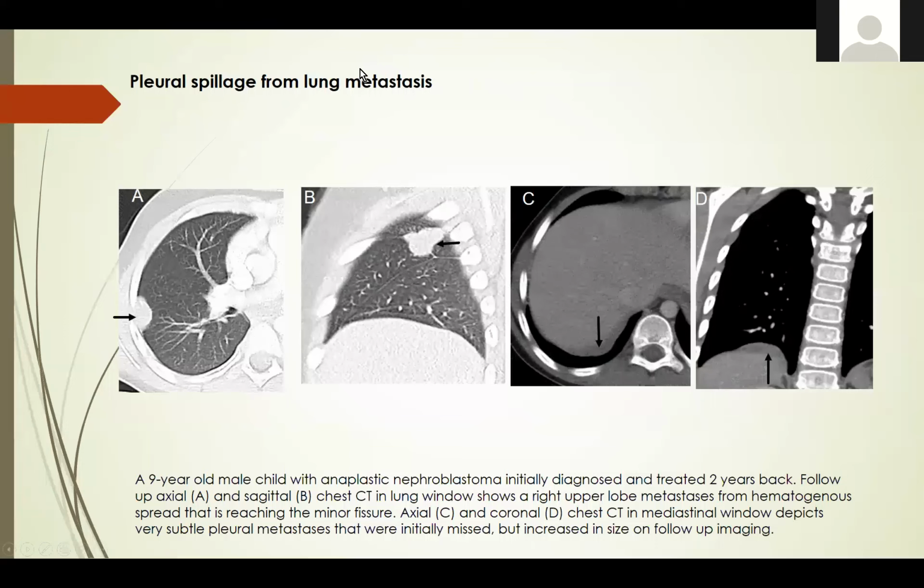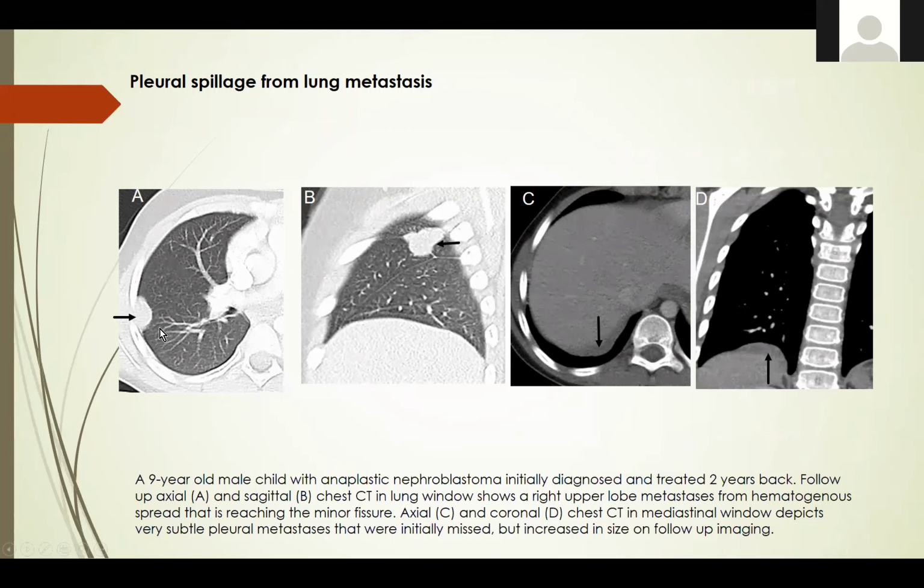This is a pediatric patient with anaplastic nephroblastoma. That was diagnosed and treated approximately 2 years back, and the patient was diagnosed with new lung metastasis. What we see here is obvious: the lung metastasis is obvious, and we also see that it's reaching the pleural surface.